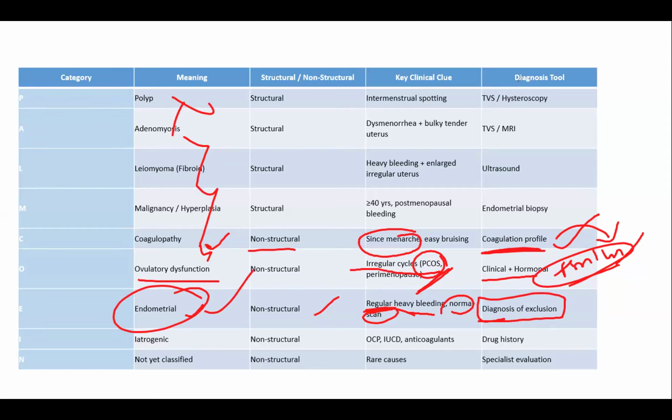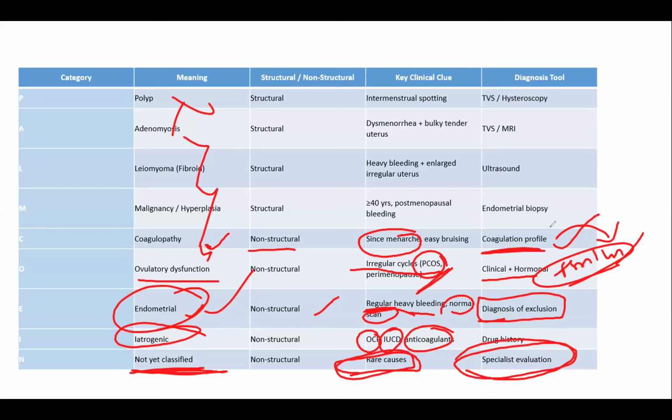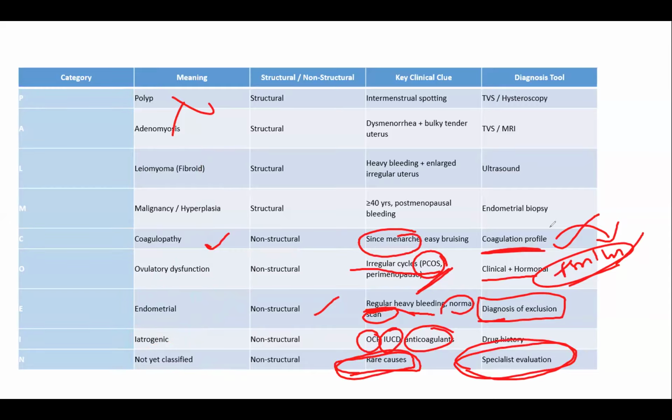You got me? And last is iatrogenic. You have to ask about the drug history. You ask the patient whether she is taking OC pills, any copper coil inside, any anticoagulants, then that will come as iatrogenic. Not yet classified is the last one, rare causes. Very rare causes where a specialist evaluation is required. Am I clear? Yes, ma'am. Girls, this is very important.